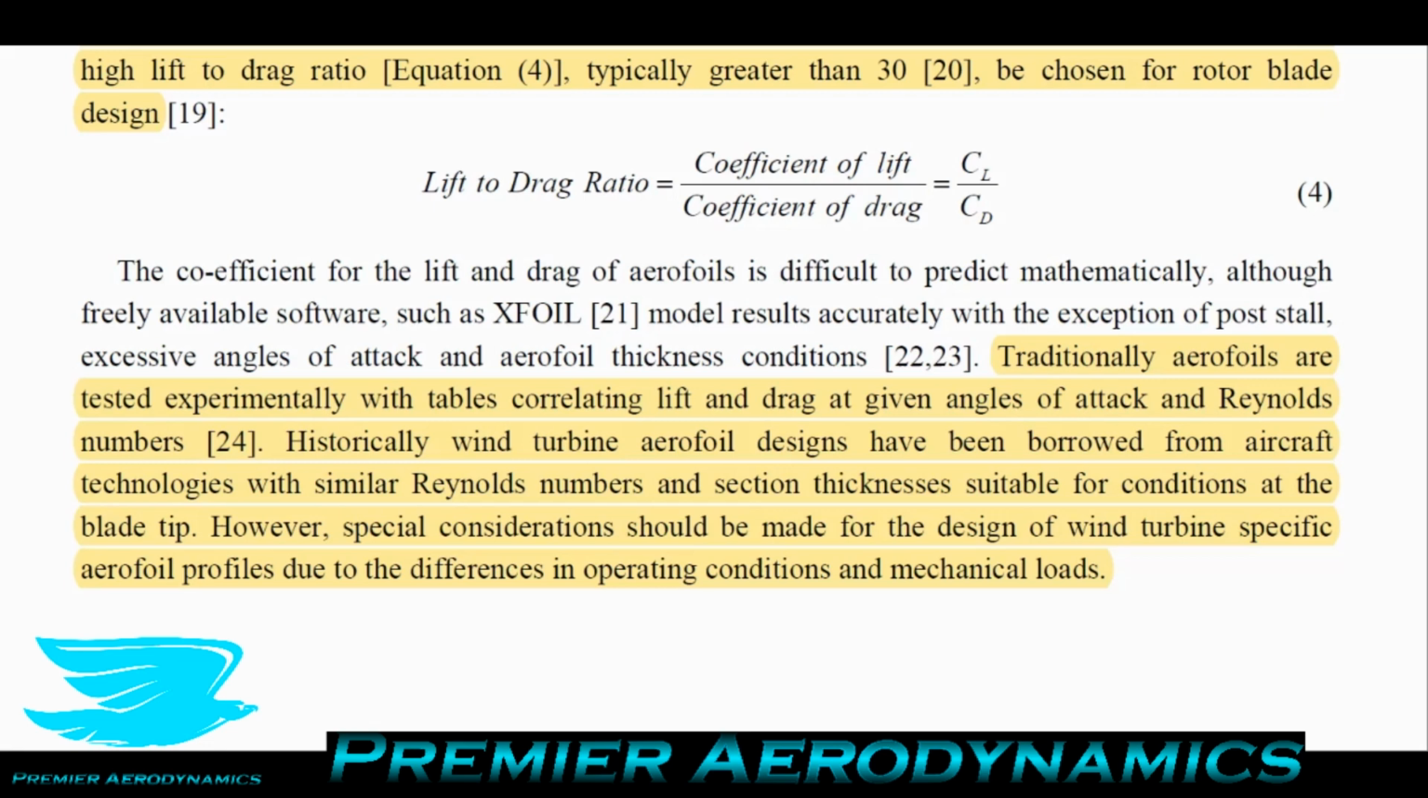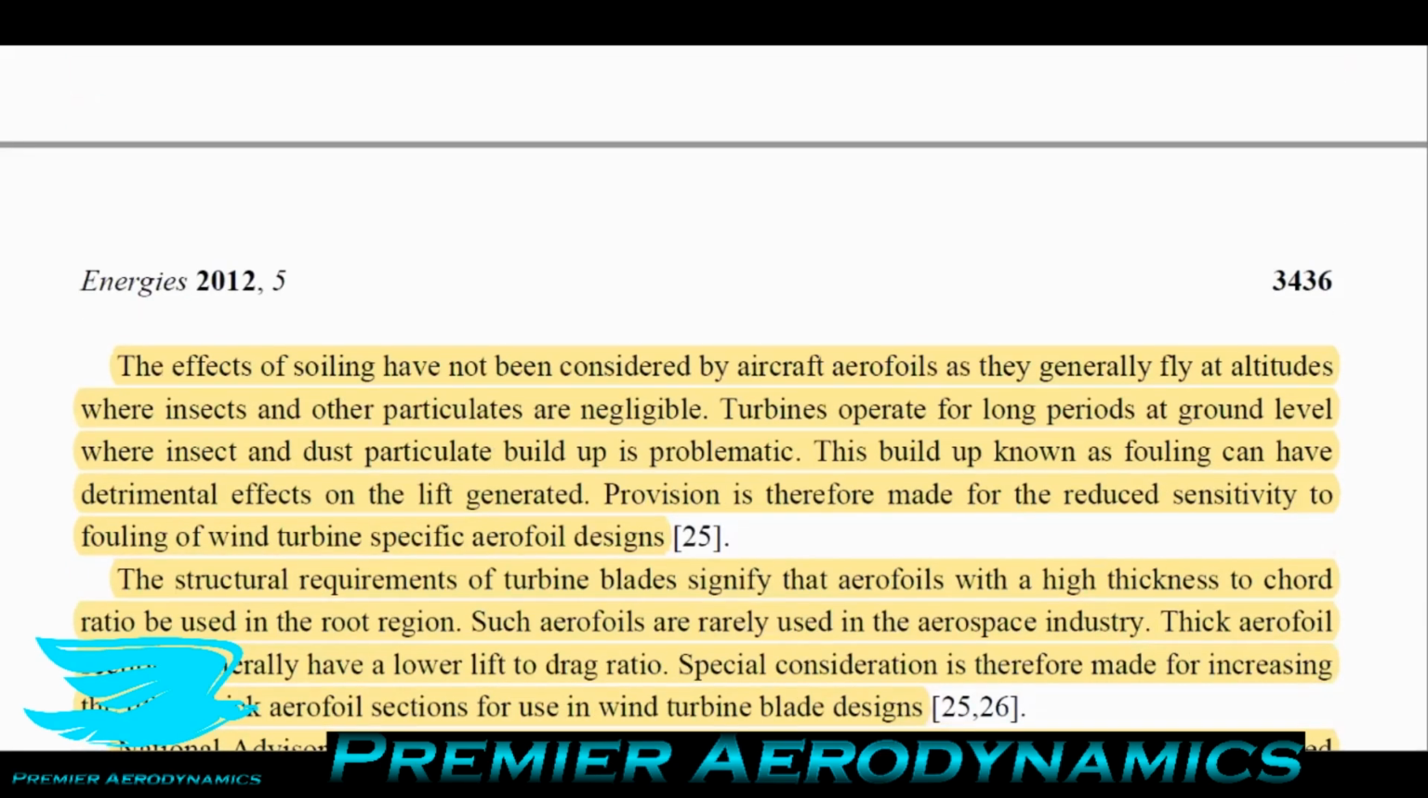So very close to the hub, the root, the relative velocity at this point that the blade sees is very different to at the tip. So you can't really have the same airfoil and expect the same performance. So that introduces inefficiencies. What's more, the effects of soiling have not been considered by aircraft airfoils, as they generally fly at altitudes where insects and other particulates are negligible. Turbines, on the other hand, operate for long periods at ground level where insects and dust particulate build up is problematic. So this fouls the blades and can have detrimental effects on lift generated.